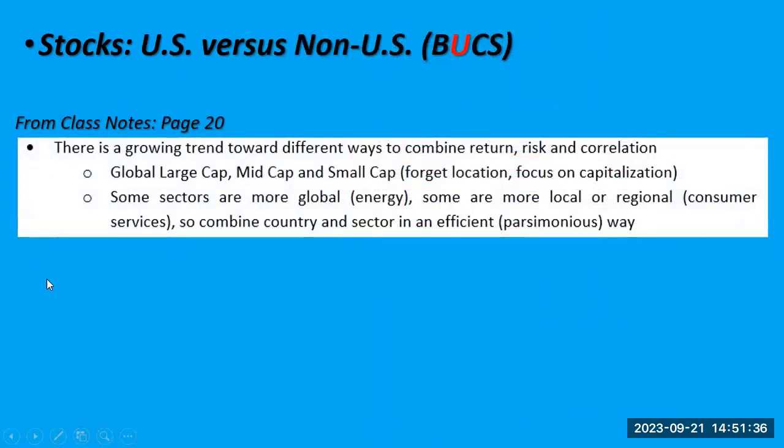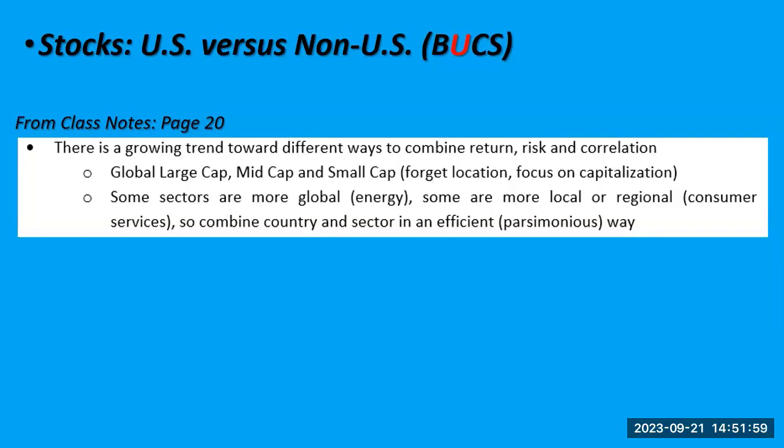Now, we talked about non-U.S. stocks. You had U.S. stocks, developed, emerging, and frontier. There are other ways of doing it. You saw with GMO, they had international large and small. You could do that. So you don't have to just have developed, you can have developed market large cap, developed market small cap.